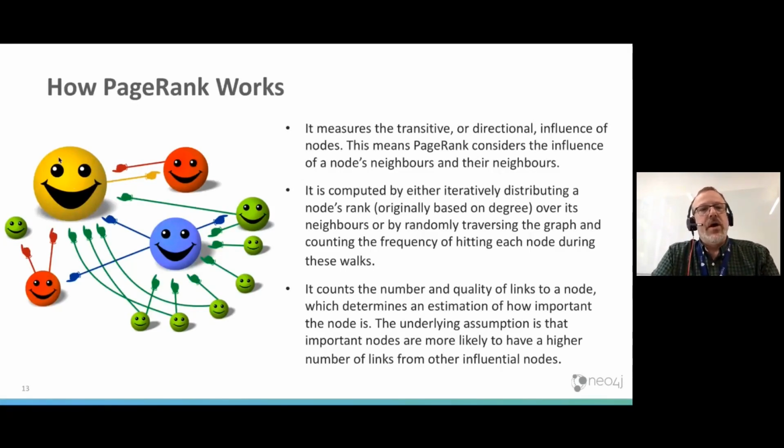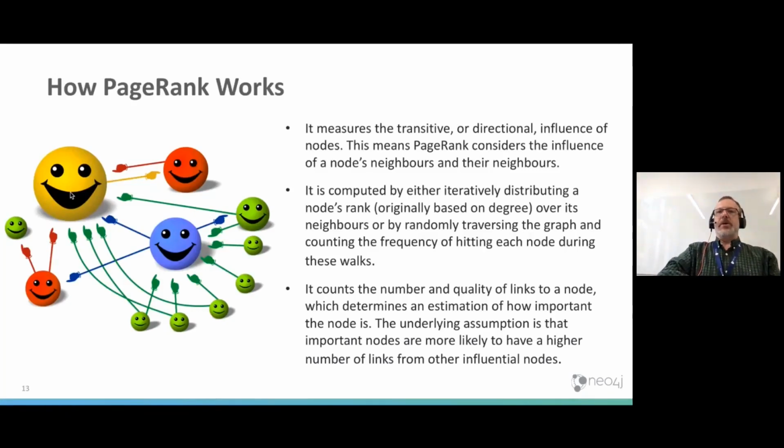So you can see this nice big yellow circle here doesn't really have as many links maybe as some of the other ones do, but because it has links from important nodes, bigger nodes, it becomes more important in our graph, right?